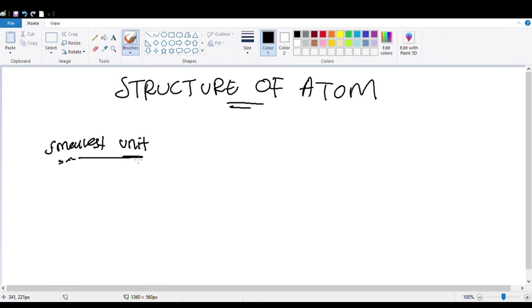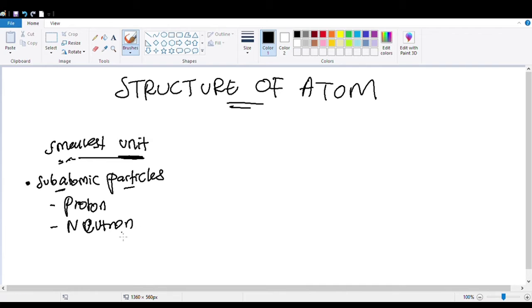All right, we continue with this. The smallest unit. Why do we call it a unit? Because even though the atom is the smallest unit that cannot be divided into smaller ones, it has subatomic particles that construct the atom itself. So the atom is made up of these subatomic particles, and they are proton, neutron, and electron.